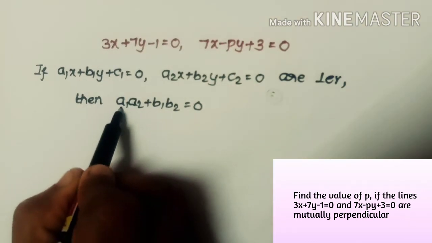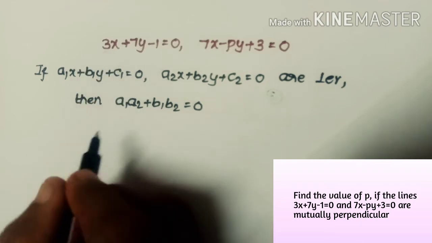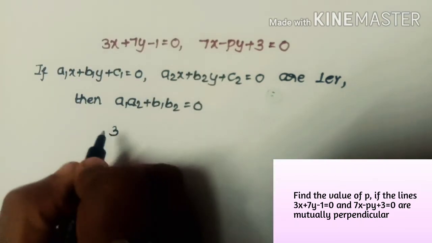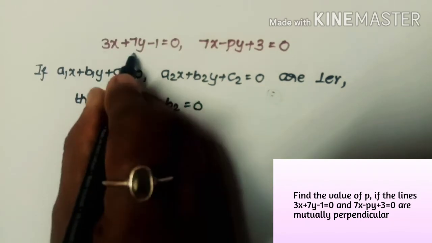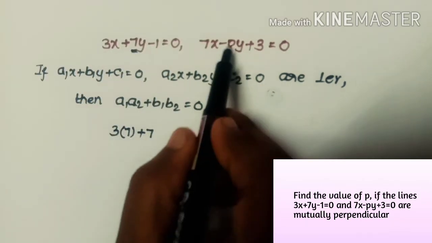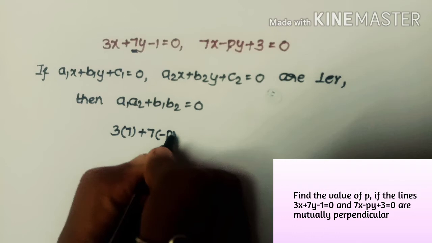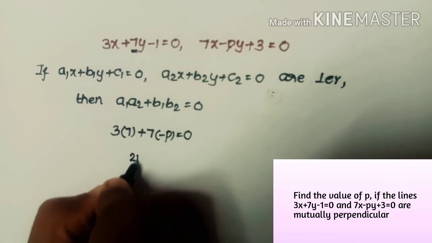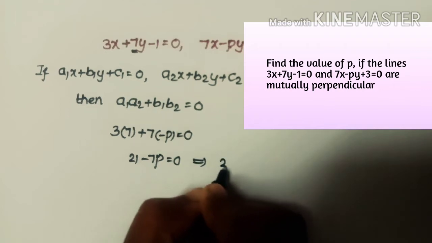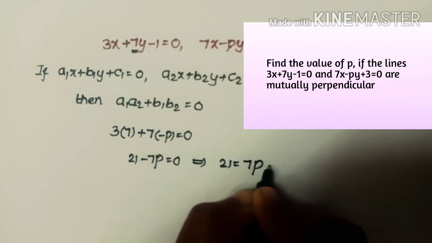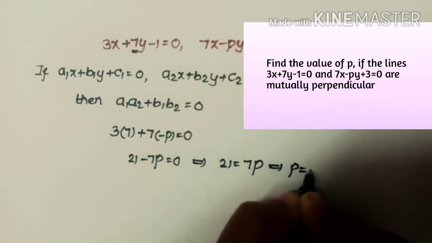So replacing the values, what is a1 value? a1 is equals to 3, 3 into a2. a2 is equals to 7, plus b1. b1 is equals to 7 into b2. b2 is equals to minus p equal to 0. That is 21 minus 7p equal to 0. Then 21 equals to 7p. Then the value of p is equals to 3.